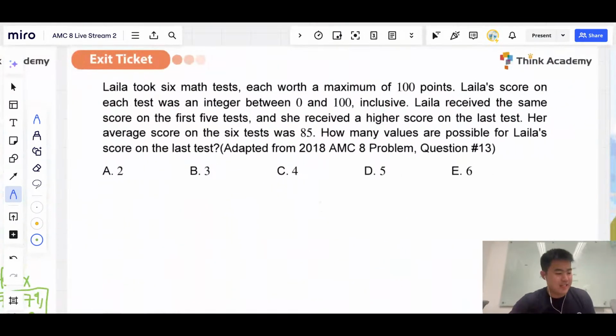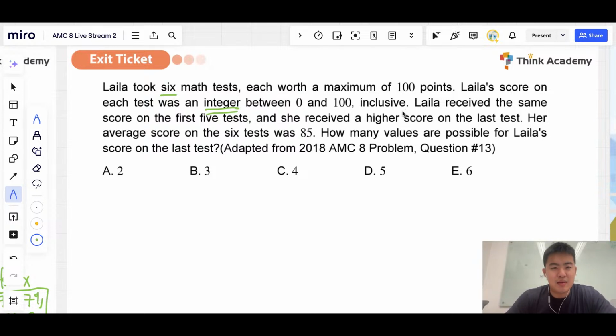Now, exit ticket. We're going to use about the same technique. Laila took 6 math tests, each worth a maximum of 100 points. Laila's score on each test was an integer between 0 and 100. It looks really the same as the previous one, right? So let me get my pen ready. The number of exams is now increasing from 5 to 6, each worth a maximum of 100. Laila's score on each test was an integer, okay? Still cannot be a decimal, between 0 and 100, inclusive.